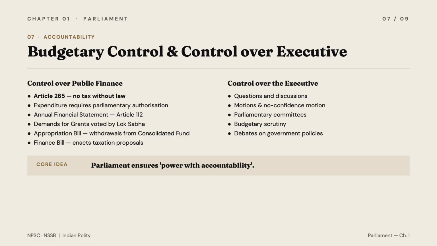Okay. Annual financial statement, Article 112, right? It talks about how once it's laid before the Parliament, the Parliament votes on it, right? Votes on the annual financial statement. The demand for grants is voted by Lok Sabha, part of the Indian Parliament, for demands for grants made by different ministries. And we also have the appropriation bill, which is a bill that authorizes the executive to withdraw funds from the consolidated fund of India. And then the finance bill, which is only for taxation. Okay, the power to levy tax is the finance bill.